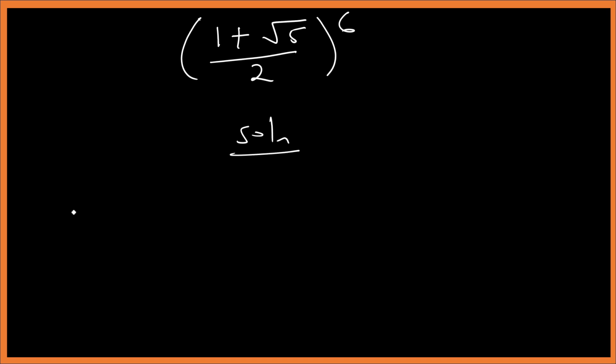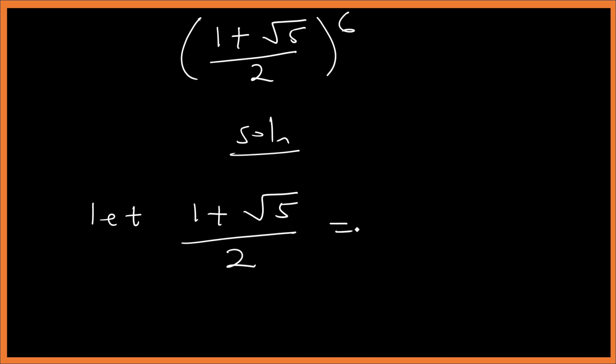All right, so we should let what we have in the bracket here be a variable. So let (1 + √5)/2 be x. It means that what we have here will be x to the power 6. So that's what we are after.